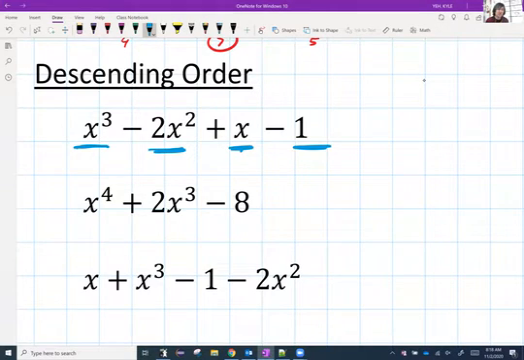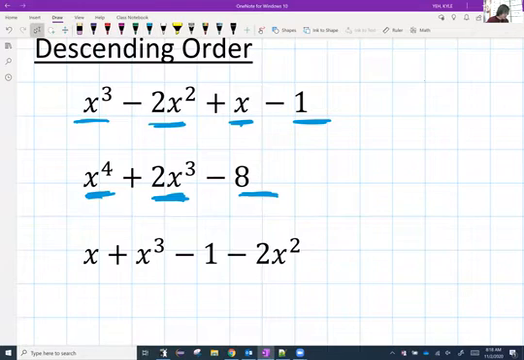The second one is also in descending order. X to the fourth, x cubed. I know we're missing x squareds and x's. We have 0 of each of those. And then we go to no x's at all. So we're missing some, but it is descending, right? It is always going down. And so that one is in descending order.